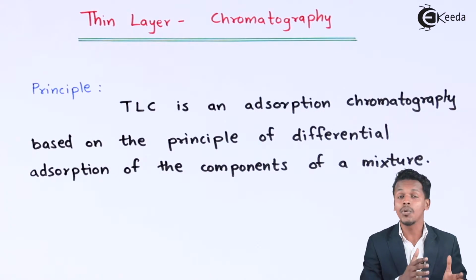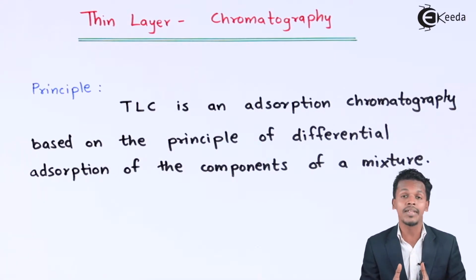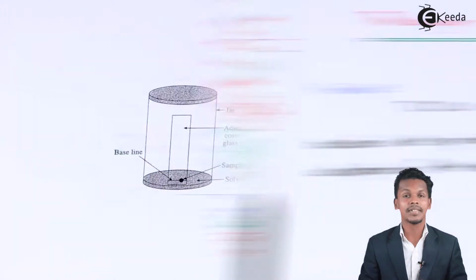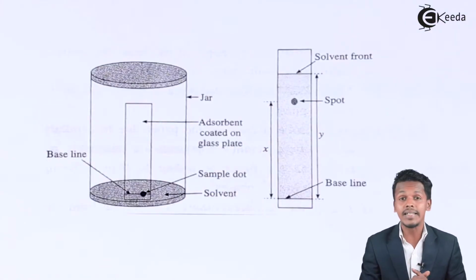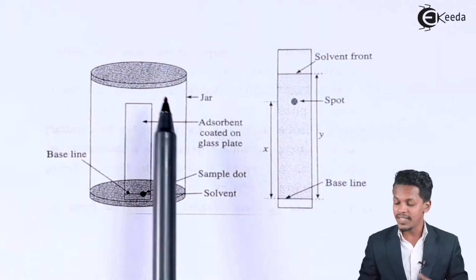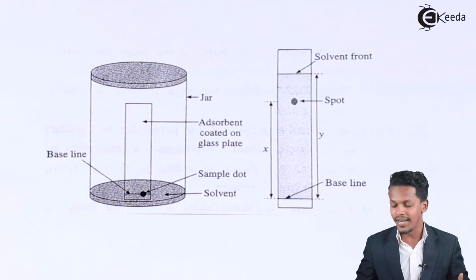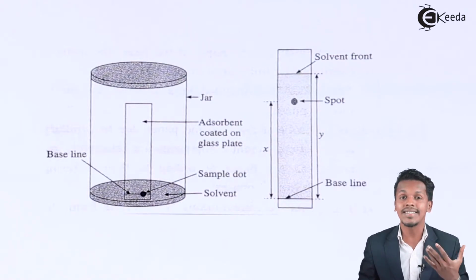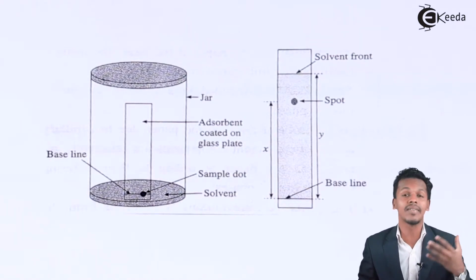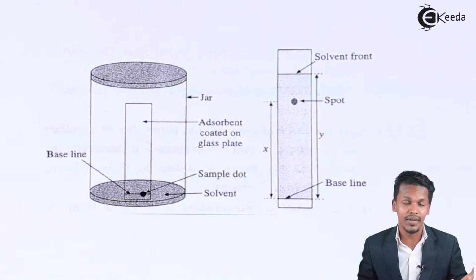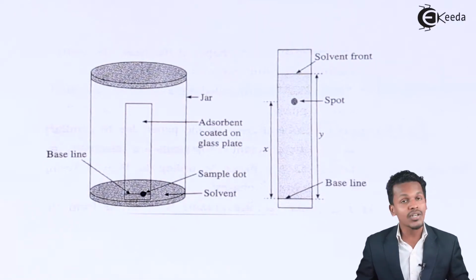So column chromatography as well as thin layer chromatography both have the same principle behind them, but the technique is somewhat different compared to column chromatography. This is a diagram which illustrates thin layer chromatography. For this technique we have to take a jar, as you can see over here, and that consists of a particular amount of solvent, which is known as the eluent, the same eluent that we talked about in column chromatography.